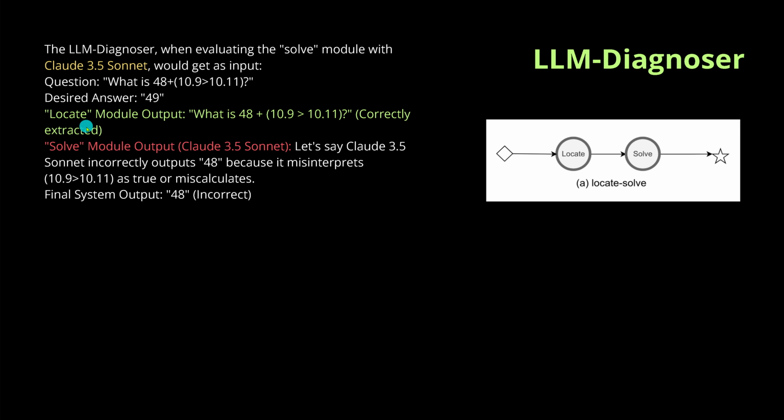And then we have the locate module output. And this is simply here: what is 48 plus this expression. So we correctly extracted, let's say from my human prompt here, we located here exactly the problem, we formulated it, and great. And now the LLM just has to solve it. Now we come to the solve module. The output of the solve module, if we take Claude 3.5 Sonnet, the latest one, outputs 48 as the numerical mathematical solution. It's because it simply makes a mistake. So we have a final output of this system now, combined 48, which is incorrect.